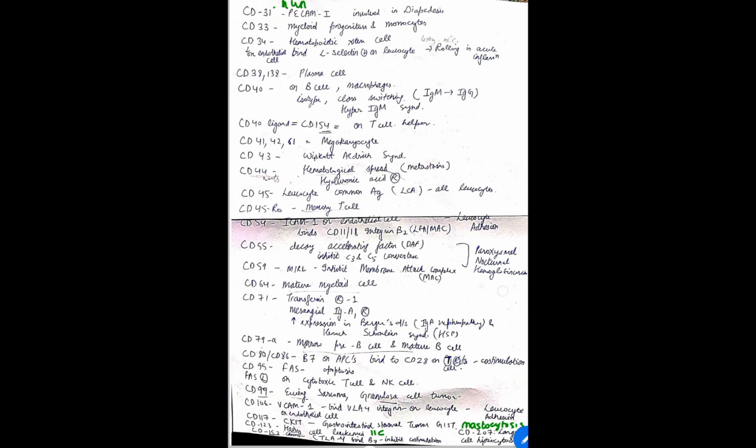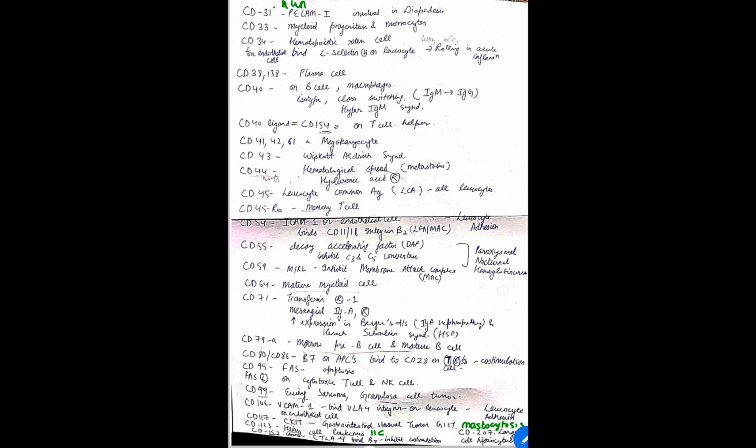CD43 is Wiskott-Aldrich. CD44 is METs and hyaluronic acid. CD45 is leukocyte common. Common acute lymphoblastic leukemia is CD10. CD45 is leukocyte common antigen. CD45RO is memory T cell. And CD54 we have already studied. CD55, CD59 DAF, MIRL, PNH. Then CD64 is mature myeloid and CD33 was myeloid progenitor. CD71 is transferrin, Berger's, Henoch-Schönlein, IgA nephropathy, mesangial IgA. CD79 is linked with the marrow pre-B and mature B cell.